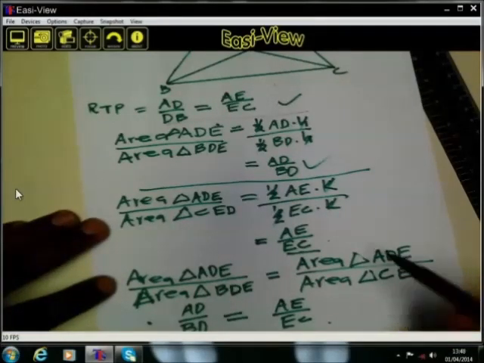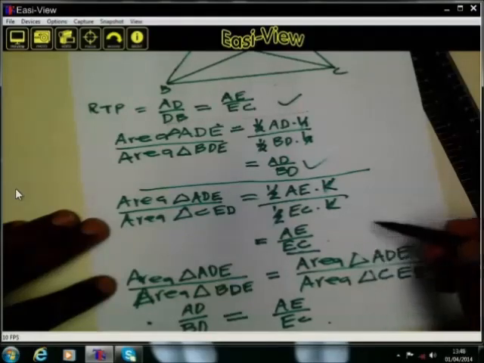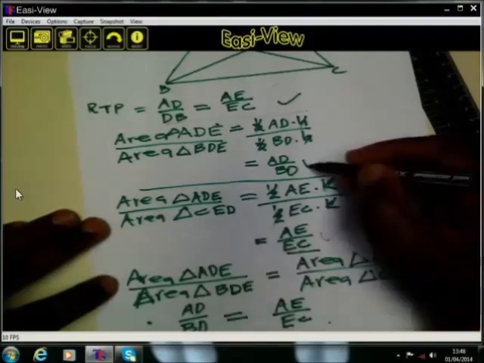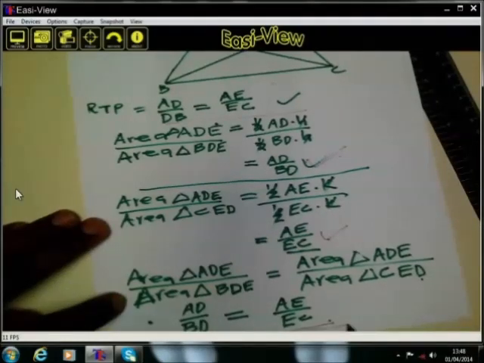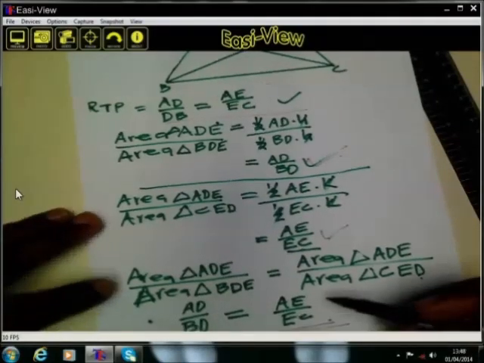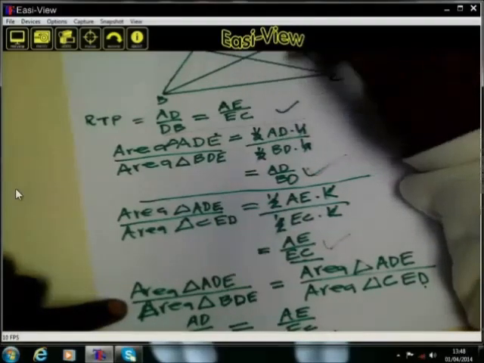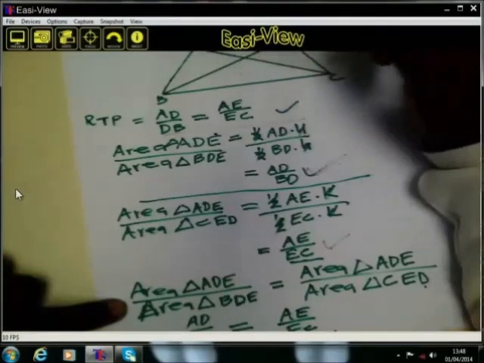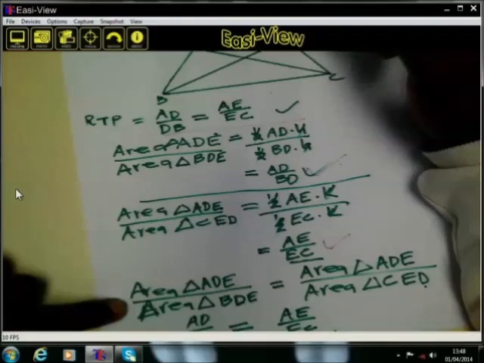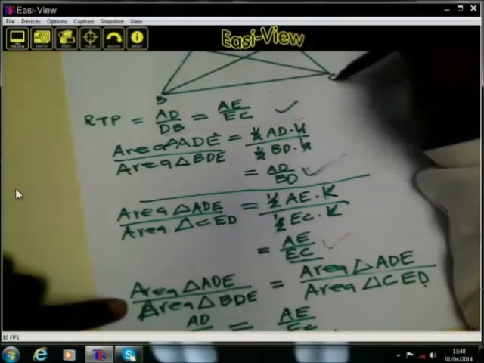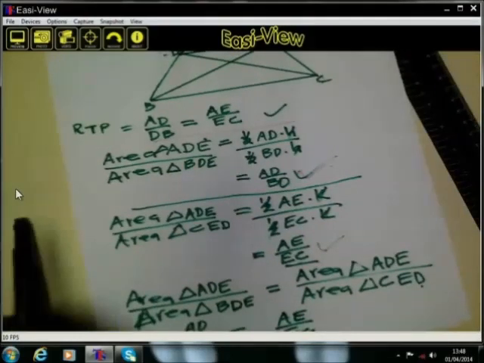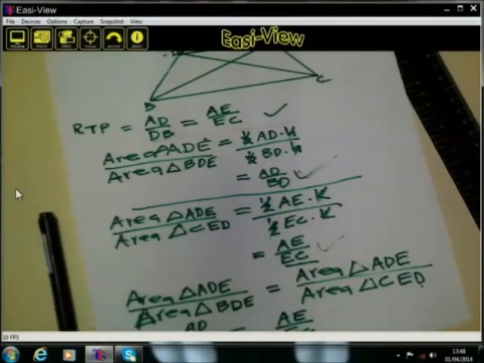Now, eventually, because this is what we have concluded here, and this is what we have concluded here, we can just come up with this concluding statement and say, because of that, it means side AD over side BD must be in proportion with side AE over side EC. That is the concluding statement of that theorem.